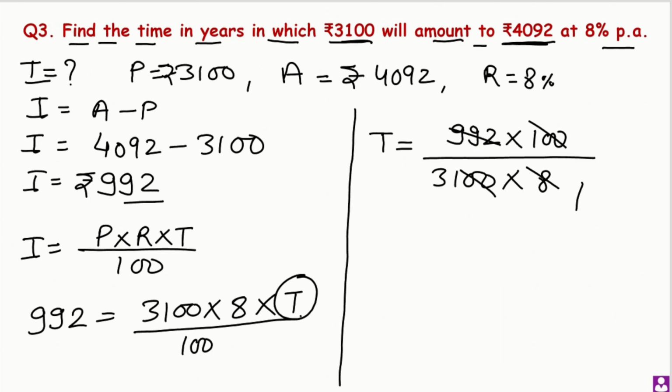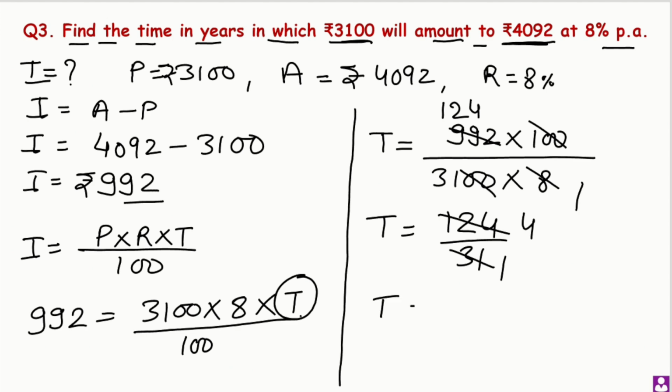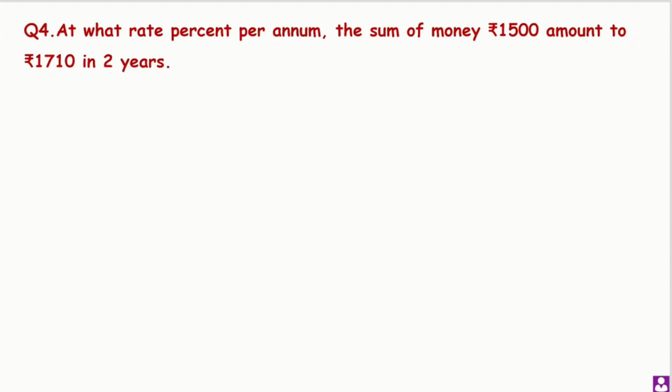8 times 1 is 8. 8 times 1 is 8. Then 8 times 2 is 16. And 8 times 4 is 32. So if we divide 992 by 8, we will get 124. Now for the rest of the values we have 124 over 31. 31 times 1 is 31, 31 times 4 is 124. So T equals 4 years. In 4 years, at the rate of 8% per annum, the amount 3,100 will become 4,092 rupees.